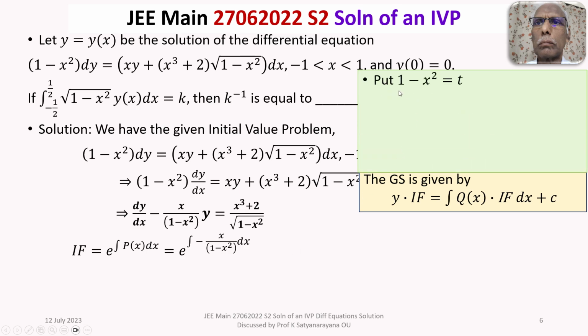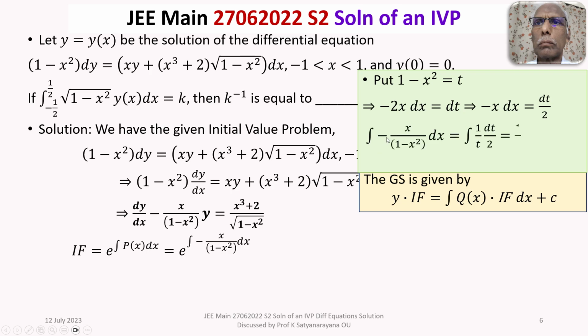To integrate this, put 1 − x² = t. Differentiating, −2x dx = dt, so −x dx is dt/2. Then the integral of −x/(1 − x²) dx becomes dt/2 times 1/t, which is 1/2 times the integral of 1/t, that is ln t. Putting back t = 1 − x² and taking care of the 1/2, we get ln of the root of 1 − x². So ln √(1 − x²) is the integral of −x/(1 − x²) dx.